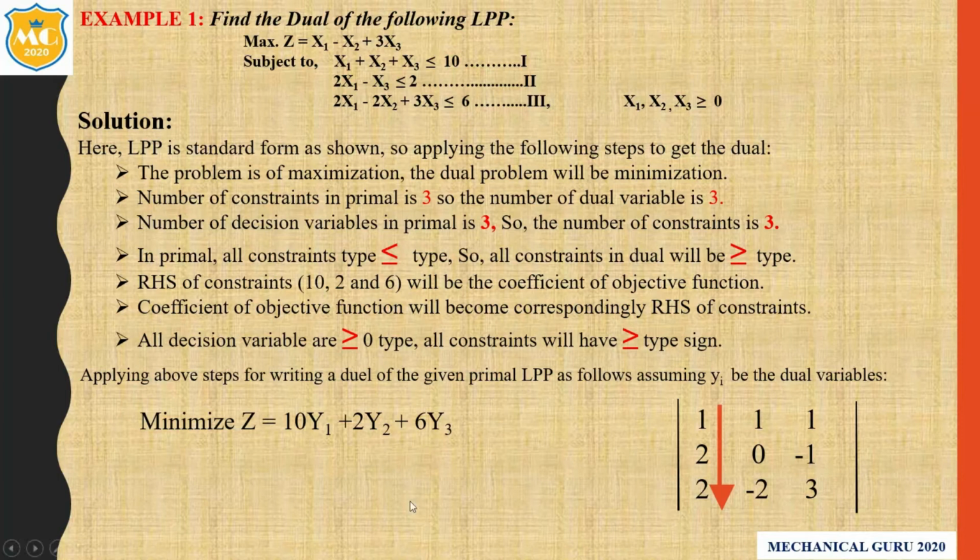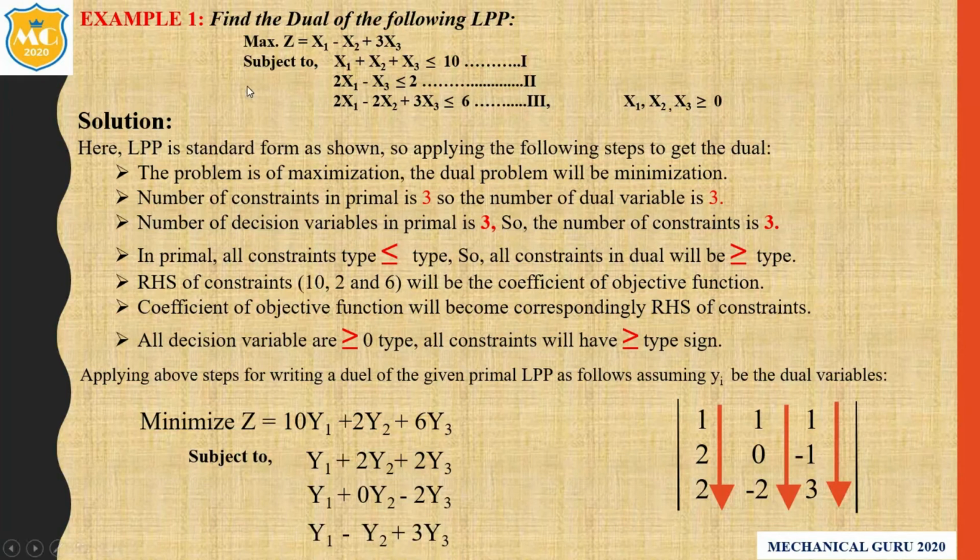So simply, y1 plus 2y2 plus 2y3. Similarly, second, y1 plus 0y2 minus 2y3, and the last, y1 minus y2 plus 3y3. Clear? Next, here all the signs in the primal are less than or equal to, so here all the signs are greater than or equal to. Simple.